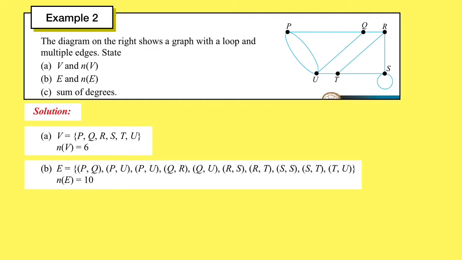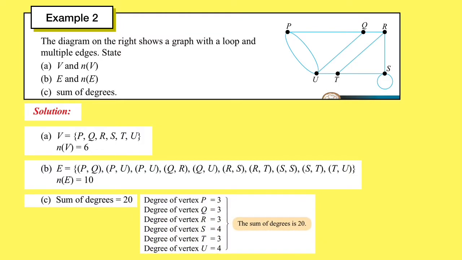For the set of vertex pairs, make sure your answer has curly brackets in the front and in the end. And also, for the multiple edges, you should write your pairs twice, and for the loop, you should make sure that the vertices are both the same. For the sum of degrees, you should count the edges for each of the vertices individually. Therefore, your answer will be 20.